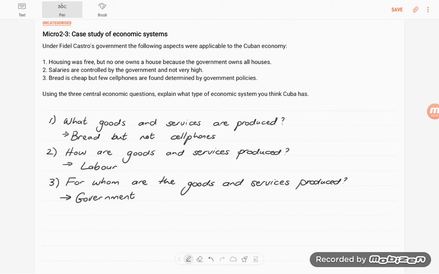Now, think about our three economic systems. We have traditional, command, or the market. In this case, all three questions are answered by the government. So you say the three central economic questions are answered by the government or state.